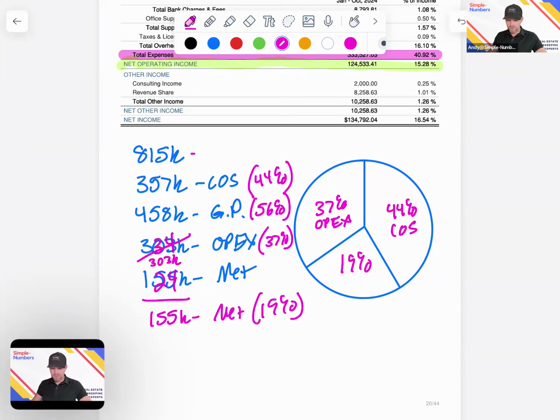So that's how their pie was broken out, with the owner doing very little production. So they're almost at 20% net. They spent 37 in operating expenses, 44 in cost of goods sold. I actually think their operating expenses are a little bit high.